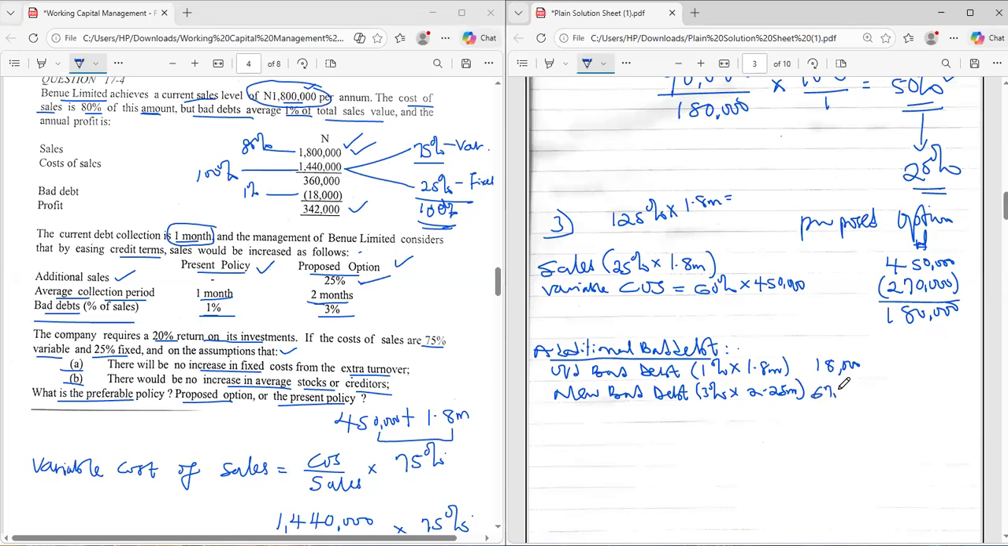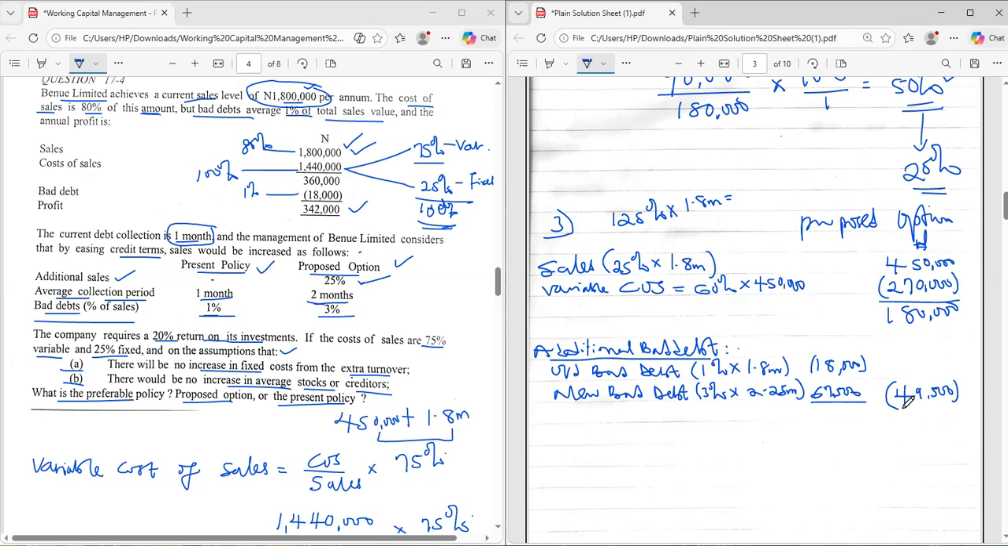67,500. So we only pick the change. It's only the change we need because all these items are the change. So if the new debt is 67.5 and the old debt was 18,000, what is the change? Just minus. Doesn't matter whether it's up. 49,500. So it should be in negative because a bad debt is going out. Any question on that before we proceed?